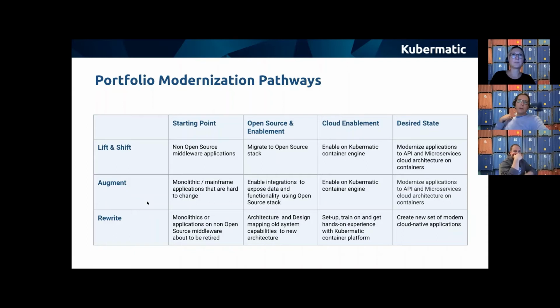The last pathway is the rewrite approach. So if you're having a monolithic application or applications which are on non-open source middleware, which is about to retire, you should architect and design, mapping the old system capabilities to a complete new architecture. How to do that? Set up, train on, and get hands-on experience with the Kubernetes container platform. That could be one of the approaches where we are happy to support you. And at the end, you should have the desired state of creating a new set of modern cloud-native applications where you are ready to go fast on the market and innovative.